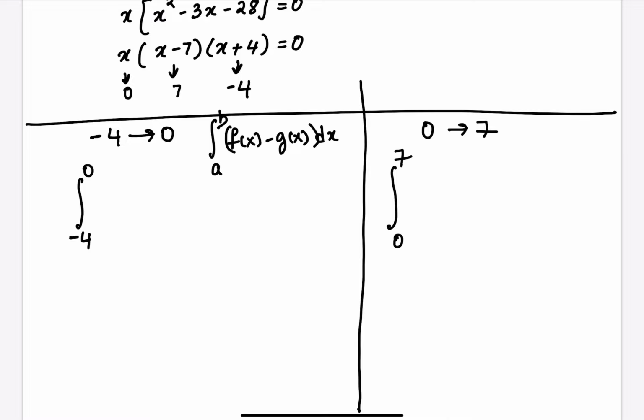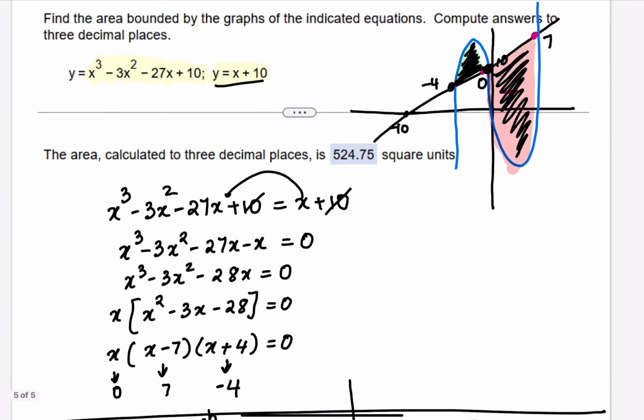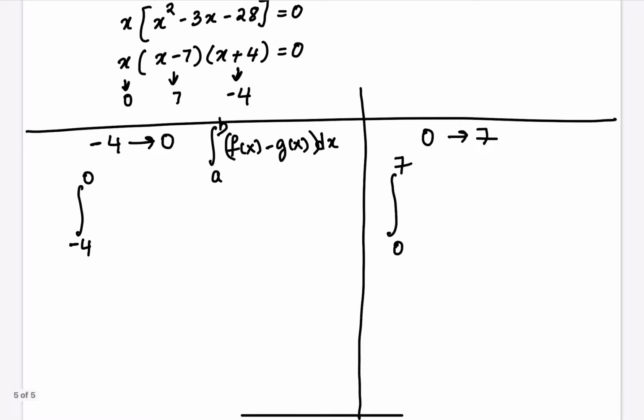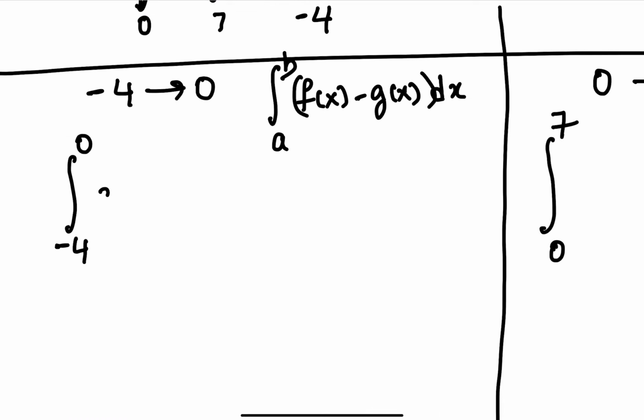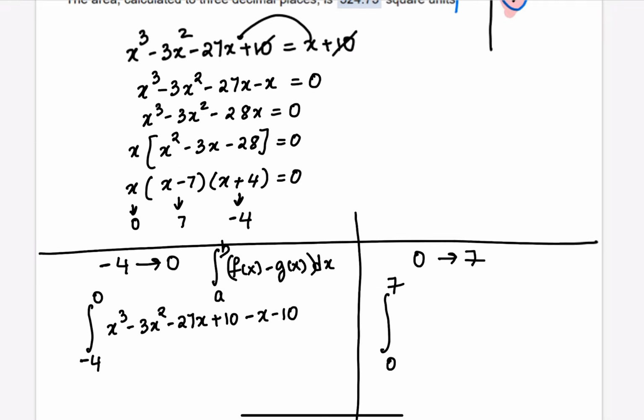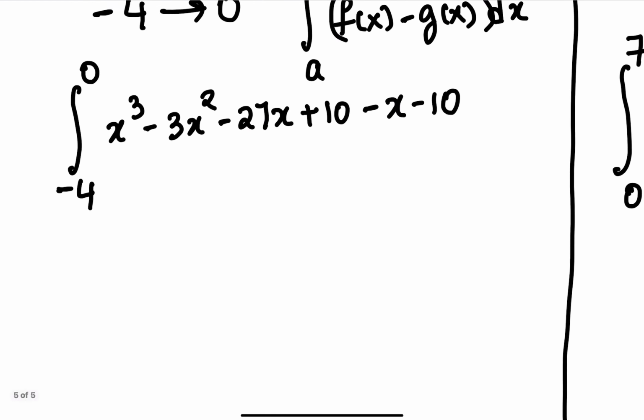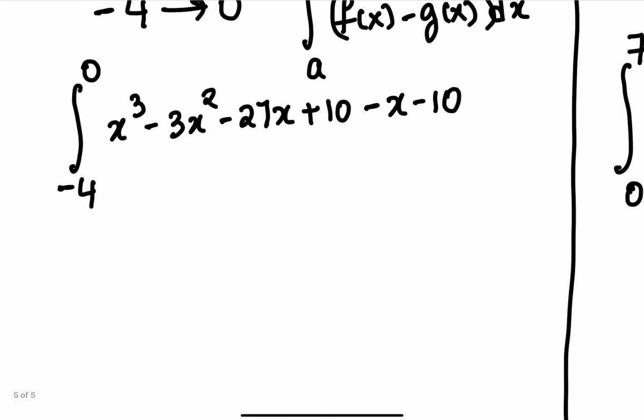So let's start from negative 4 to 0. What curve is on the top? As you can see, the x cube is on the top, and y is equal to x plus 10 is on the bottom, right? So what you do here is, it's going to be x cube minus 3x squared minus 27x plus 10 minus x minus 10. Let me make sure they are correct. Yeah, minus x minus 10. I'm going to come back to 0 to 7 in a minute. And now I'm going to simplify this one.